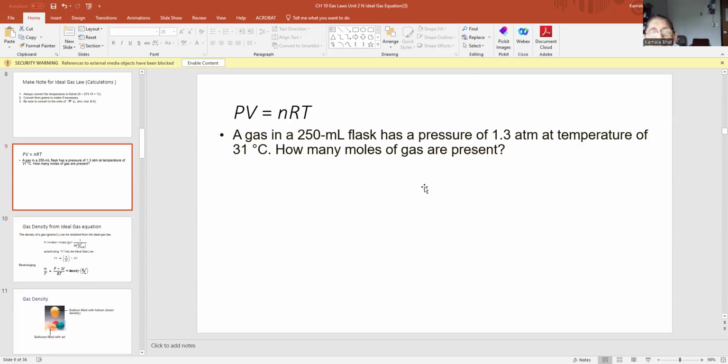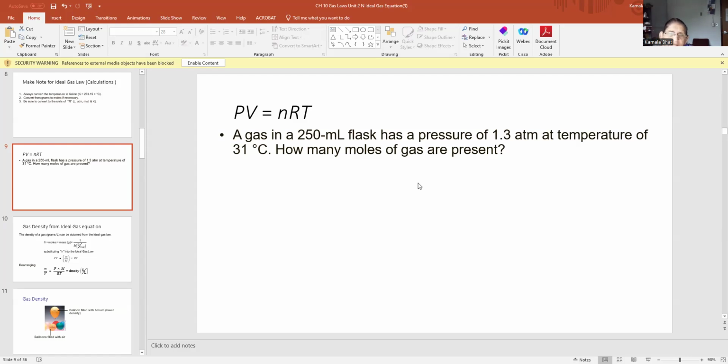In order to solve this, we have to convert the volume from milliliters to liters. So we divide it by 1,000, so the volume of the flask will be 0.250 liter. Convert the temperature of 31 degrees Celsius to Kelvin by adding 273.15, so that you get 304.15 Kelvin.